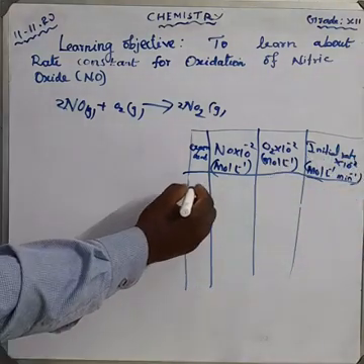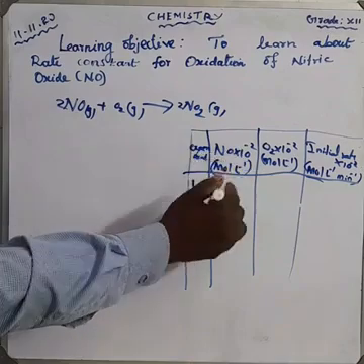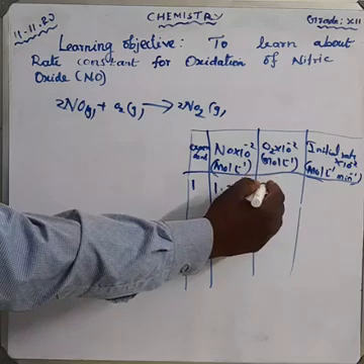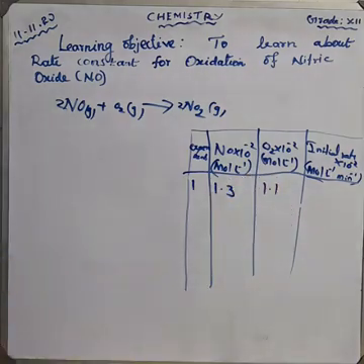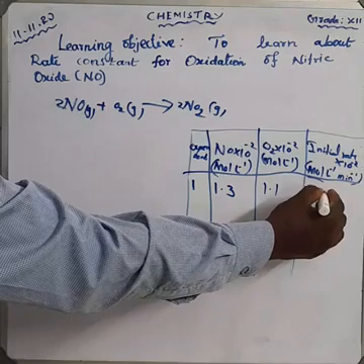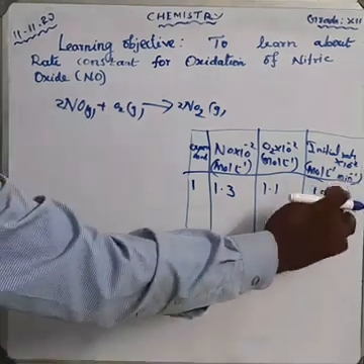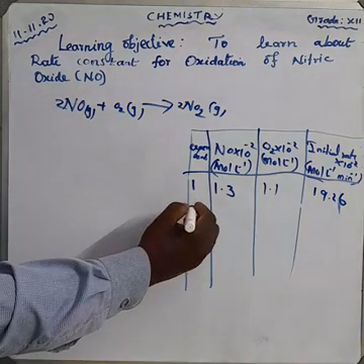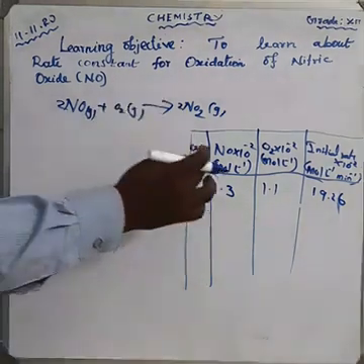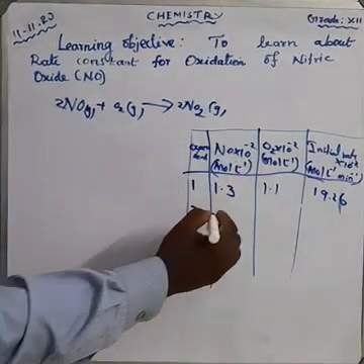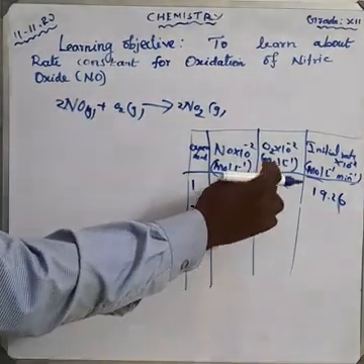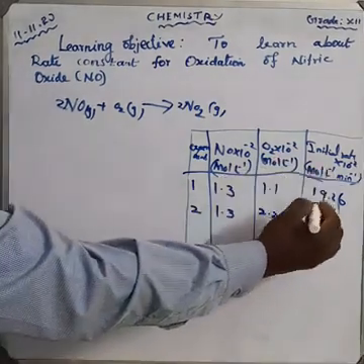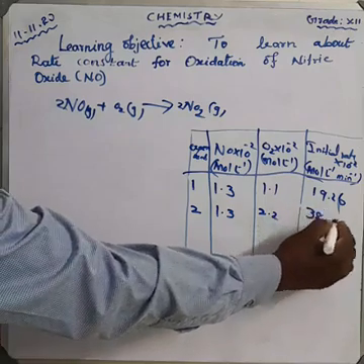For experiment number 1, the nitric oxide value is 1.3, the oxygen value is 1.1, and the initial rate is 19.26. Next, experiment number 2: the same nitric oxide value of 1.3, and the oxygen value is 2.2. Here the initial rate is 38.40.